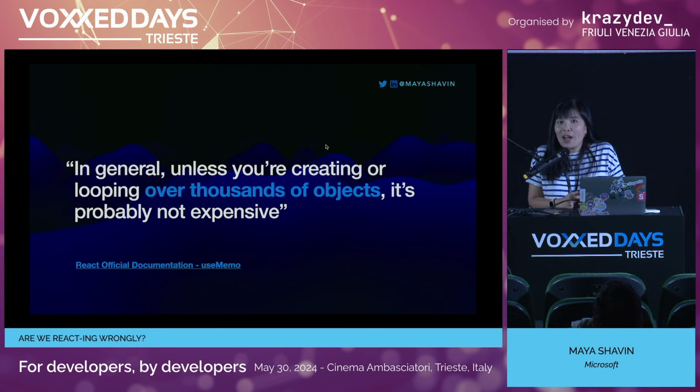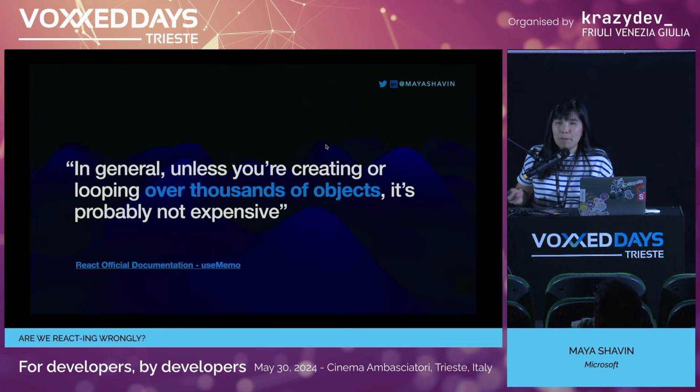Okay. So I went to the documentation to understand what an expensive calculation means according to the React team. In the official documentation, they say that in general, unless you're creating or looping over 1,000 objects, it's probably not expensive. Again, it's probably not expensive. It's not a deterministic answer. It's maybe not. Probably not. And it says if it's over 1,000 objects, then you should think about it.